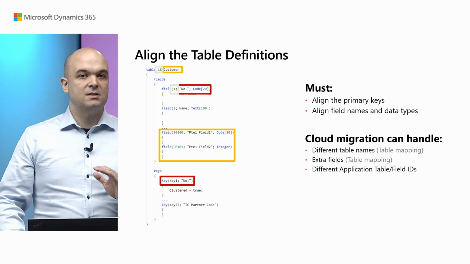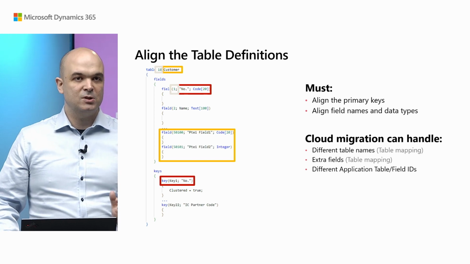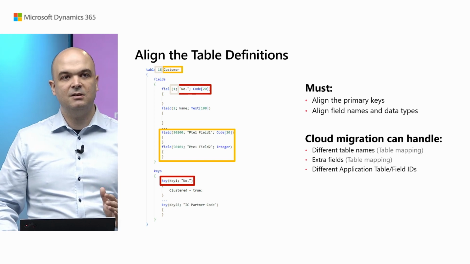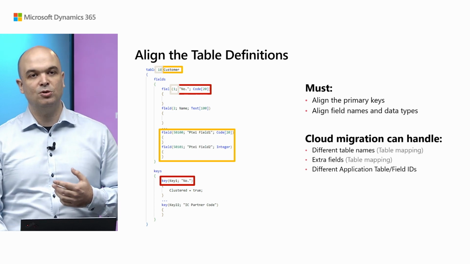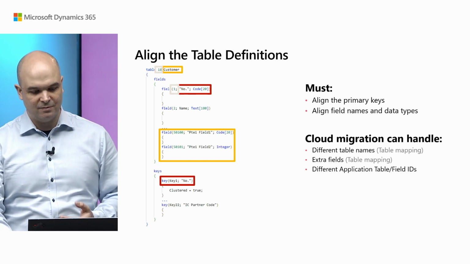The tool is completely ignoring everything else. So IDs, if they are different, the tool does not care about them because these properties are stored in the object metadata, and we are going to ignore any other differences.